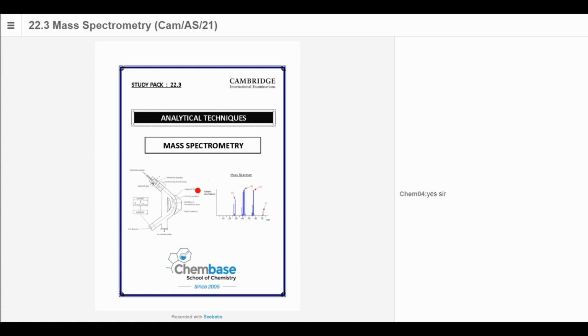mass spectrometry. In fact, as per the new syllabus, this section on mass spectrometry is included in the new syllabus AS, even though this was there in the old syllabus under A2. So please note that this is a part of the AS now in the new syllabus.